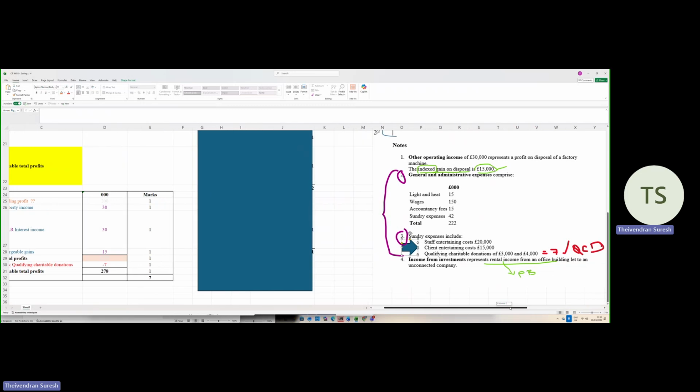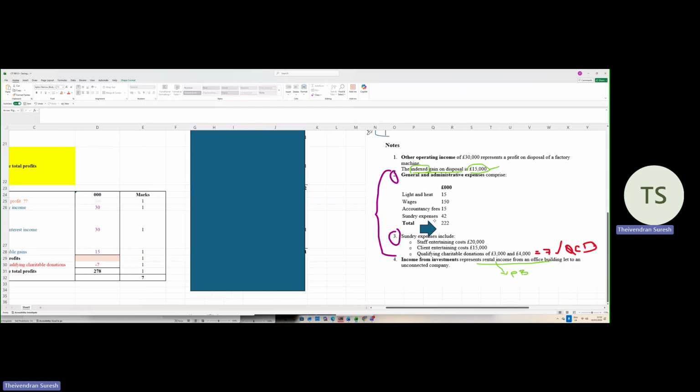Now they're saying, if you just quickly add up the sundry expenses, 20 and 15 is 35, 35 and 7 is 42. That's the breakdown of this 42. They have told us that out of this 42, 20,000 belongs to staff entertaining cost, and 15,000 belongs to client entertaining cost.